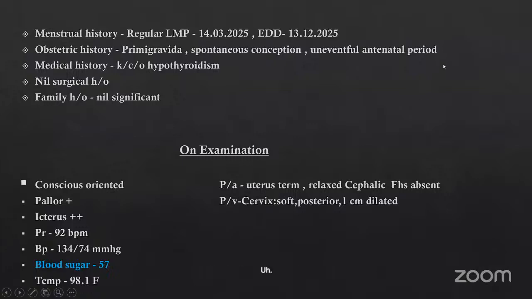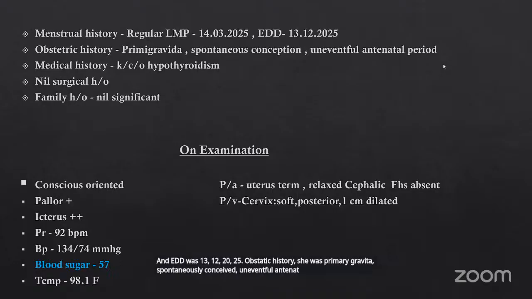So menstrual history, it was regular. LMP was on 14/3/2025 and EDD was 13/12/2025. Obstetric history, she was primigravida, spontaneously conceived, uneventful antenatal period. She was not registered with us. Medical history, she was a known case of hypothyroidism and was on tablet Thyronorm 75 microgram. There was nil surgical history and family history was also not significant.